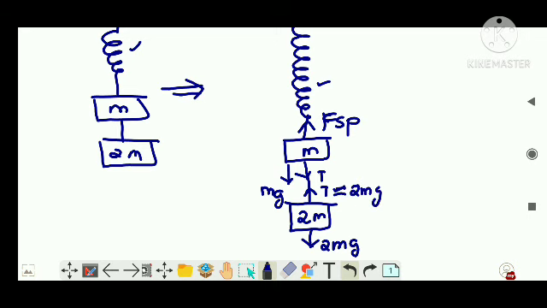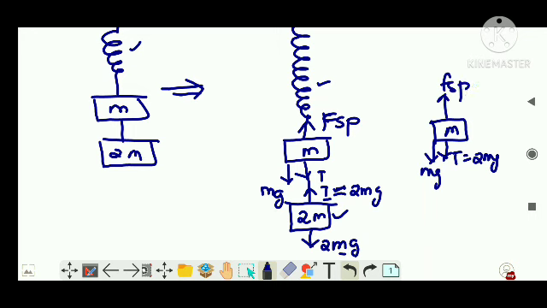See? Because nothing is supporting. So T is equivalent to 2mg here, right? And below m, like this, there is T now. This T is equal to 2mg because of the 2m mass, right? And there is its own weight mg, right? So above, what will be the value of F_sp?